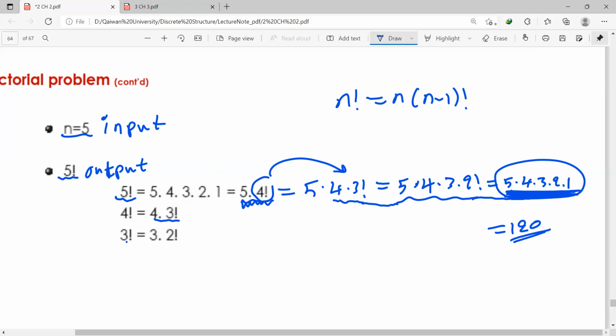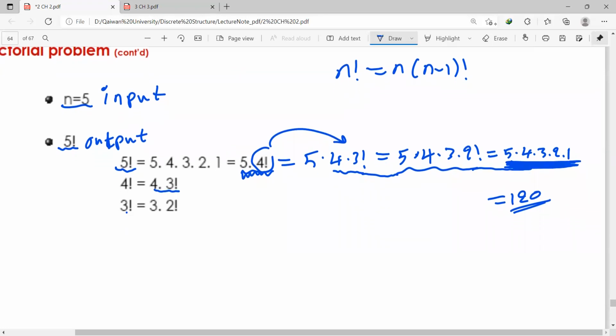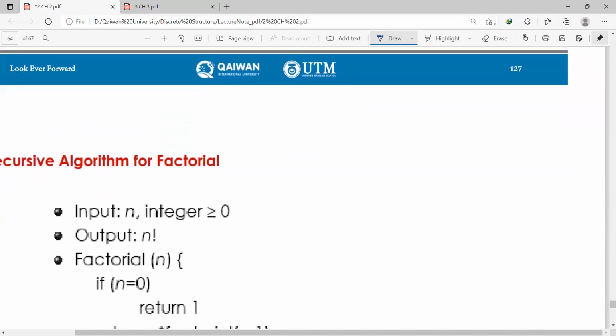Sorry, it's 120. Look, this is 20. This is 3. This is 2. That's 120. That's how we find the factorial of a number.